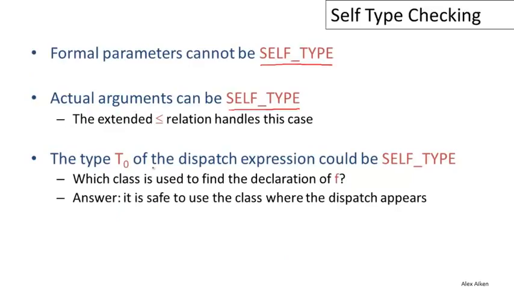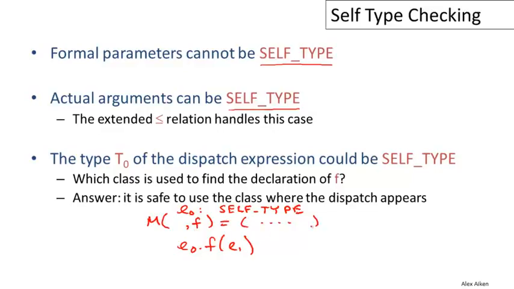One interesting detail is that the dispatch expression itself could have type self-type. What do I mean by that? Well, let's think about E0 dispatching to method f. What happens if E0 has type self-type? What if we can prove that E0 has type self-type? The problem here is that we need to look up in the M environment, the method environment, in some class, the signature of method f. We have to get back that type signature so that we can do the rest of the type checking. And if E0 has type self-type, normally we use the type of E0 to do that lookup.